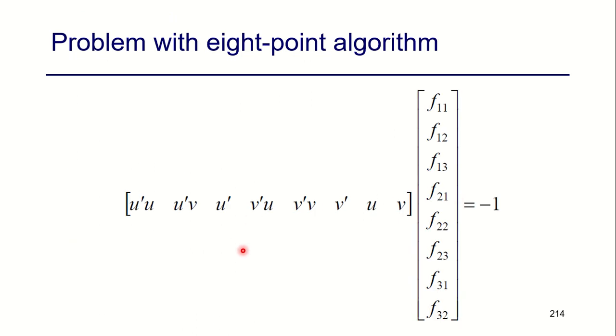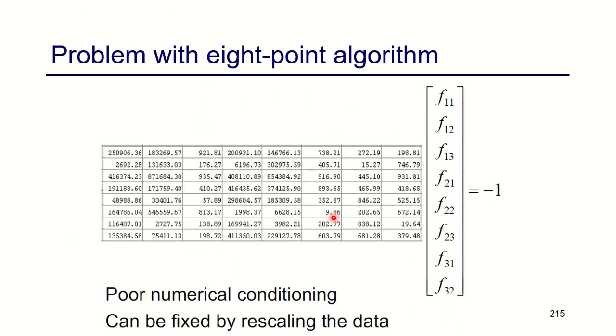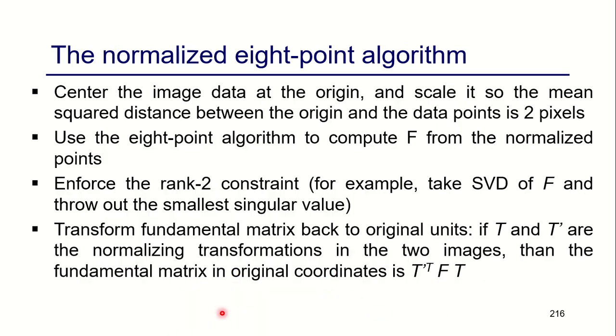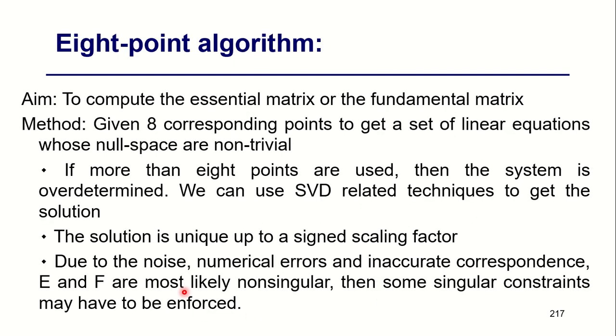So this is the problem which we have in the 8 point algorithm. We have poor numerical conditioning, and it can be fixed by rescaling the data. In the normalized 8 point algorithm, you have to center the image data at the origin and scale it so that the mean square distance between the origin and the data points is 2 pixels. Use it to compute F from the normalized points. Enforce the rank 2 constraint, for example take the SVD of F, and transform this fundamental matrix back to original units. If T and T dash are the normalizing transformations in the two images, then the fundamental matrix in original coordinates is obtained.